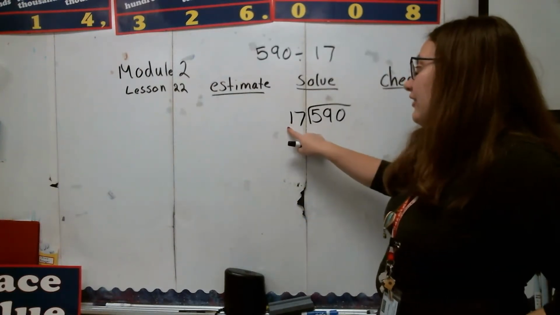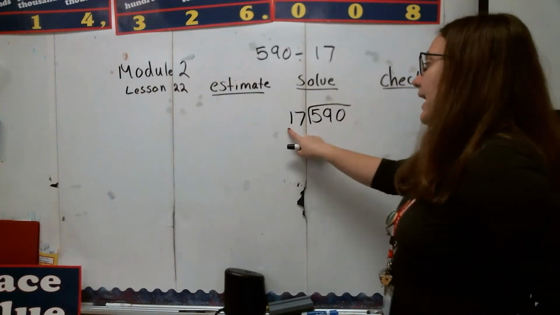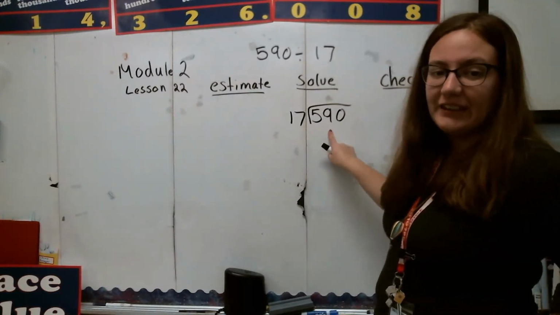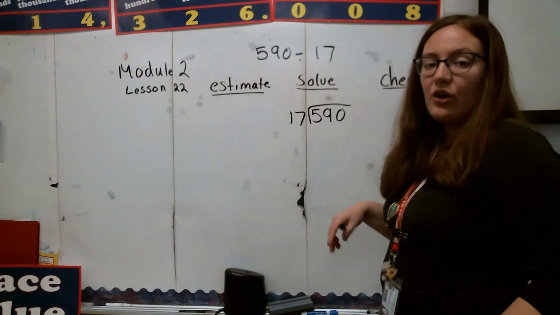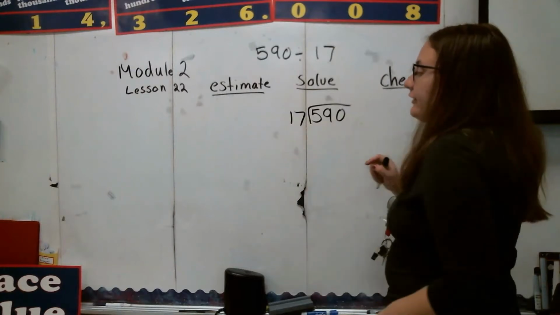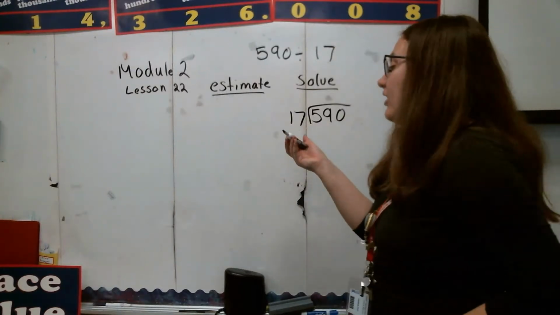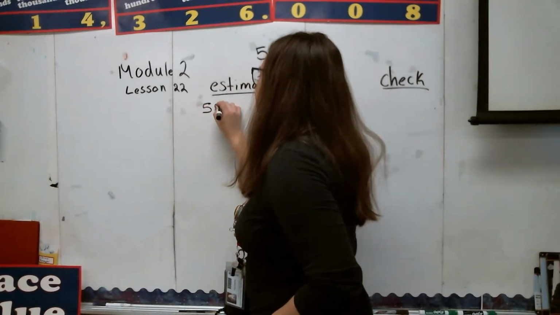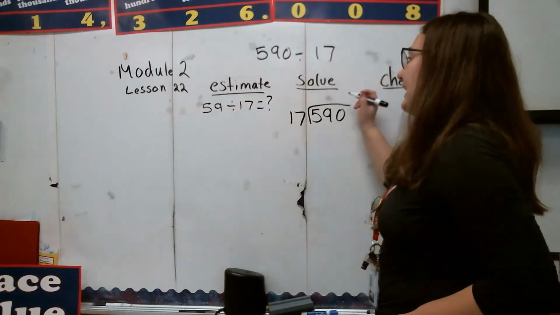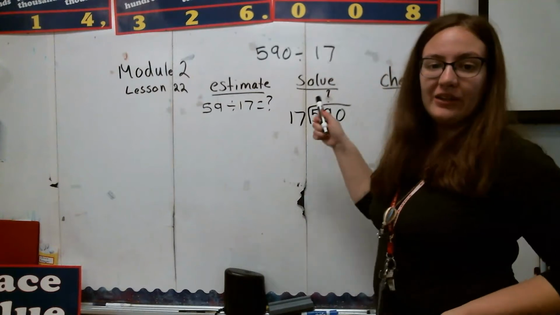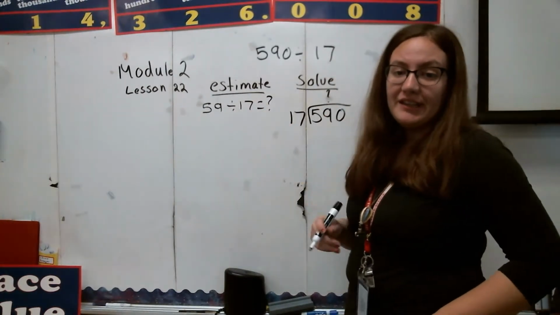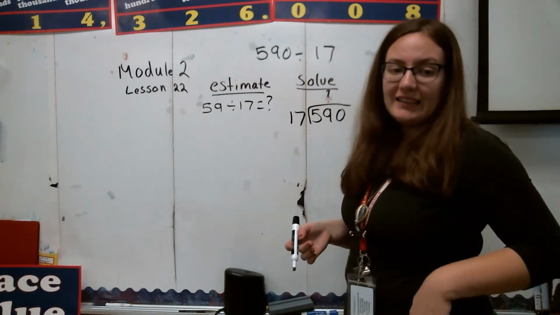What I'm trying to do now is I don't go automatically all the way to the back. I think, can 17 fit into 5? No, it can't, but 17 can definitely fit into 59. So what I need to do is make an estimate just based off of this little problem right here. So it's kind of like I'm figuring out 59 divided by 17 equals what? And then that answer is what I will put right here and then continue solving my problem. So 59 divided by 17 is the part that I need to round and then estimate for.